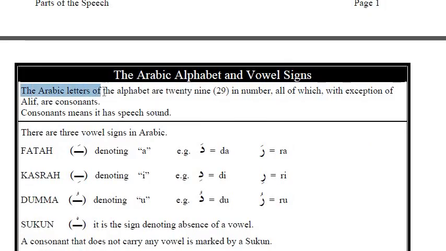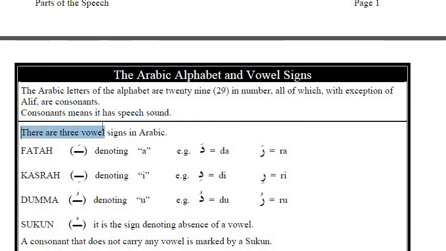The Arabic letters of the alphabet are 29, all of which with exception of alif are consonants. Consonants means it has speech sound.